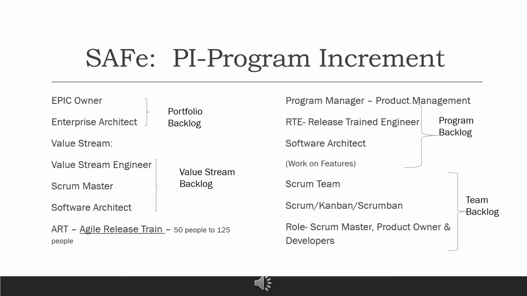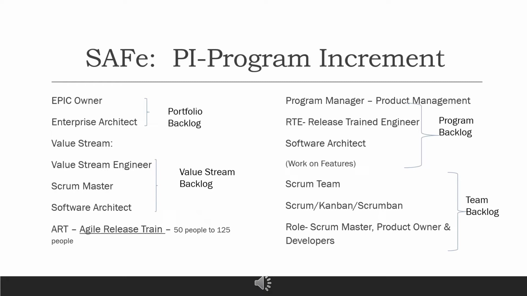So let's understand from the portfolio level. From the portfolio we have the epic owner, then the enterprise architect. These two come at the portfolio level. When the requirement comes from the business, when we get the requirement from the stakeholder, it will go to the leadership. They will work on the strategy of how this will go on. Then that will come in the form of an epic. So one backlog will get created, that is called the portfolio backlog, the first backlog.